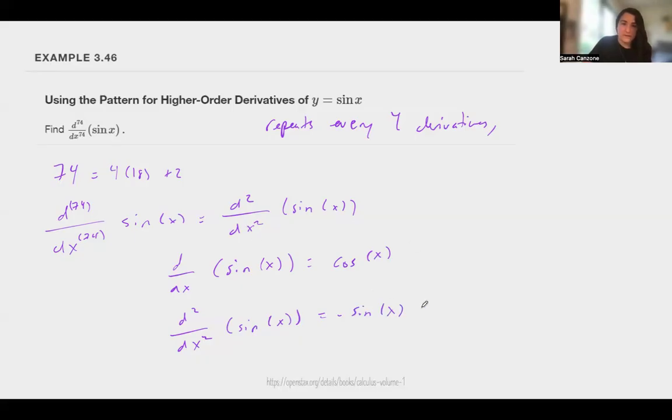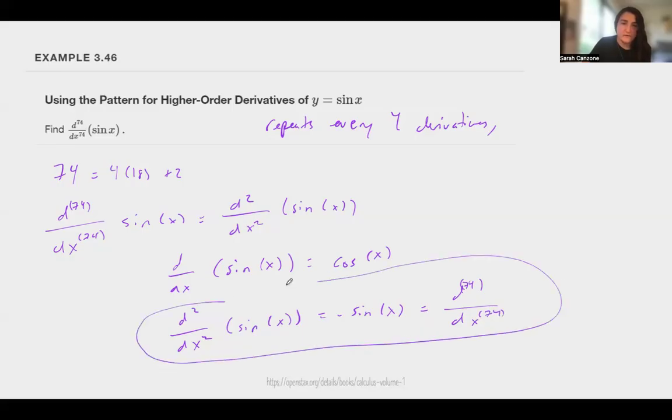Therefore, the 74th derivative, d to the 74 dx to the 74, is also negative sine of x. So this is how we can use the idea of it being cyclical to actually not have to take 74 derivatives.